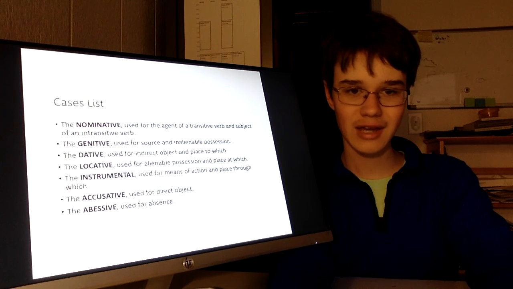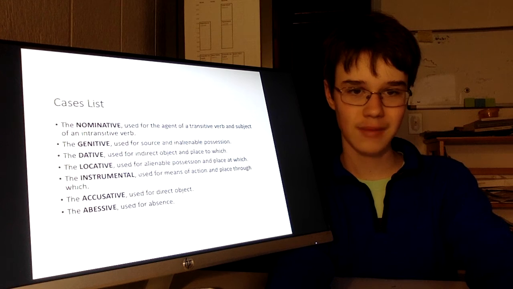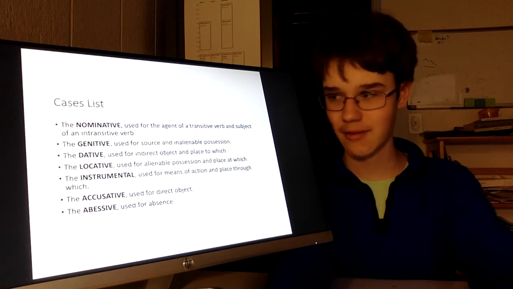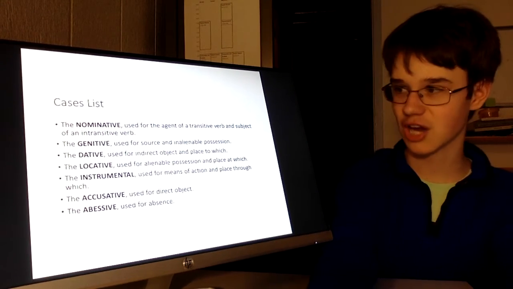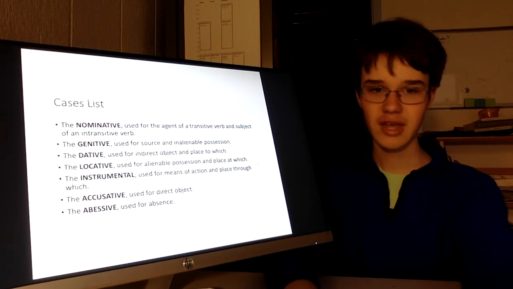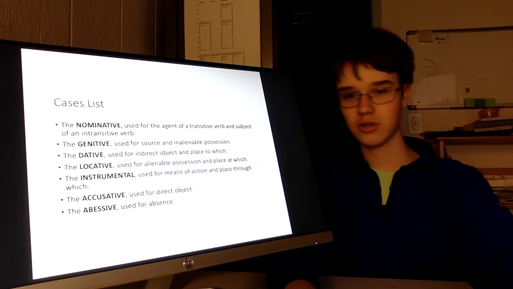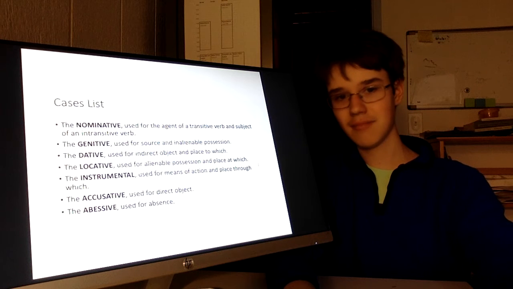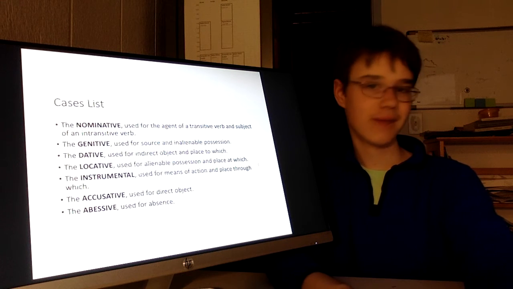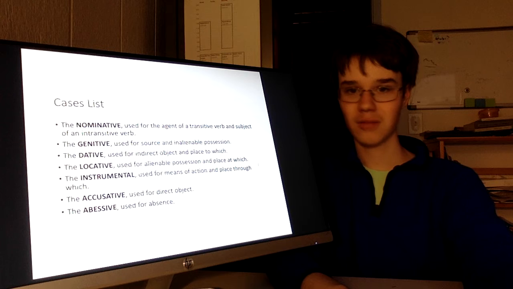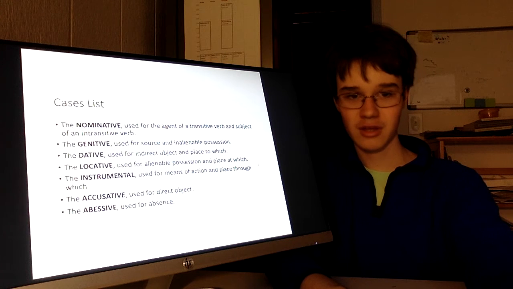Okay, so the locative is used for alienable possession, and place at which. So place at which is like location, I am at the store, that sort of thing. And alienable possession means something you could lose. Like, this is my house right now, but it might not be forever. Like, I might sell it, that sort of thing.